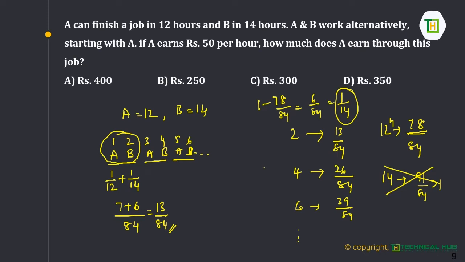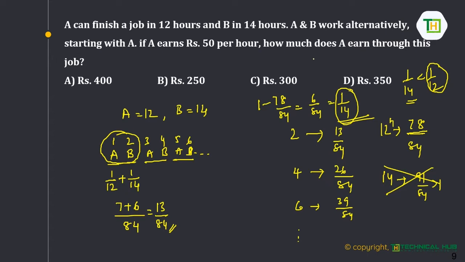Because we started with A, work on the alternate hours. So after 12 hours, on the 13th hour, A is going to work. The work remaining is 1/14, and A can do 1/12 of the work in an hour. So that 1/14th work can be finished by A in less than 1 hour, because 1/14 is less than 1/12. He can do a work of 1/12, but the remaining is only 1/14, which can be finished by A in that 1 hour.